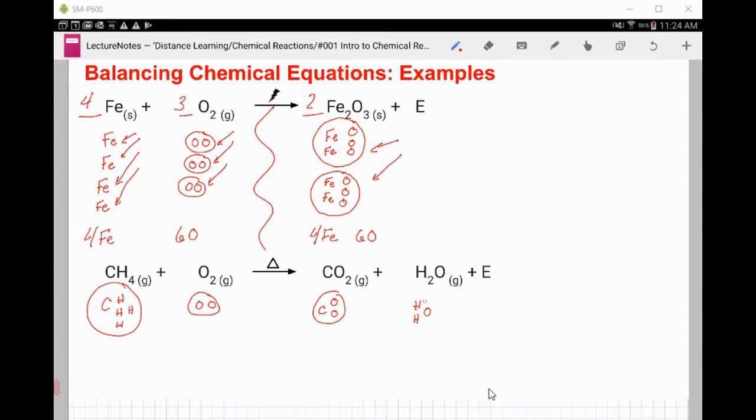2 H's and 1 O for 1 molecule. If I start with the carbons, as I suggested, there's 1 carbon atom present on the left, there's 1 carbon atom present on the right, so that one matches up. There's currently 4 hydrogens on the left, there's only 2 on the right, so to get 4, I would need to have a second molecule of water.